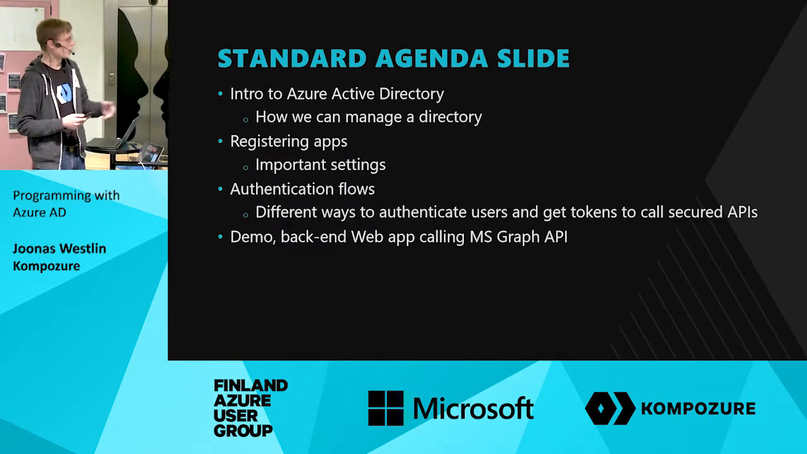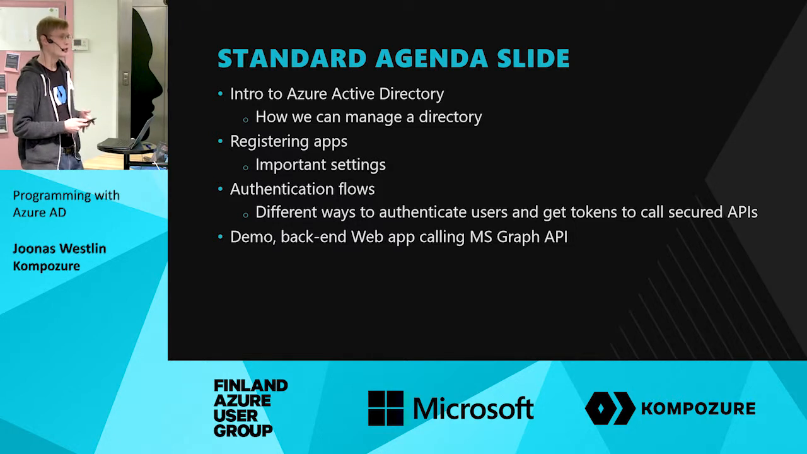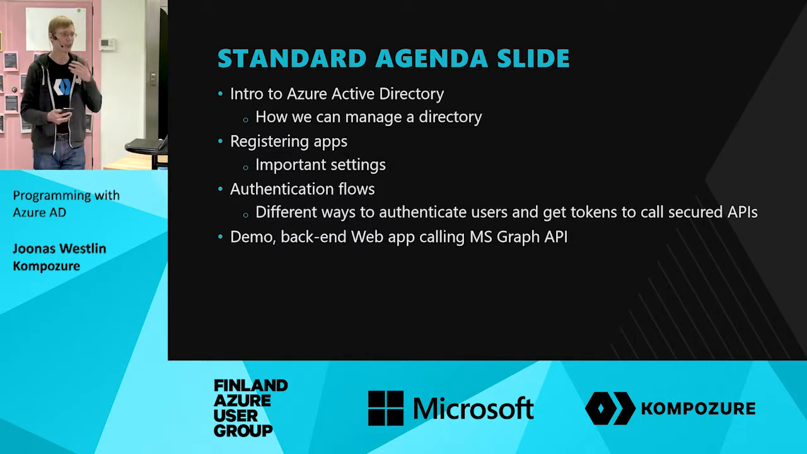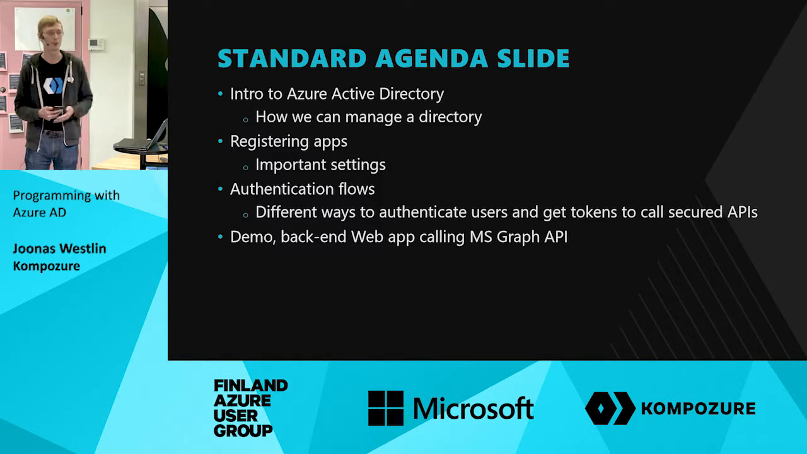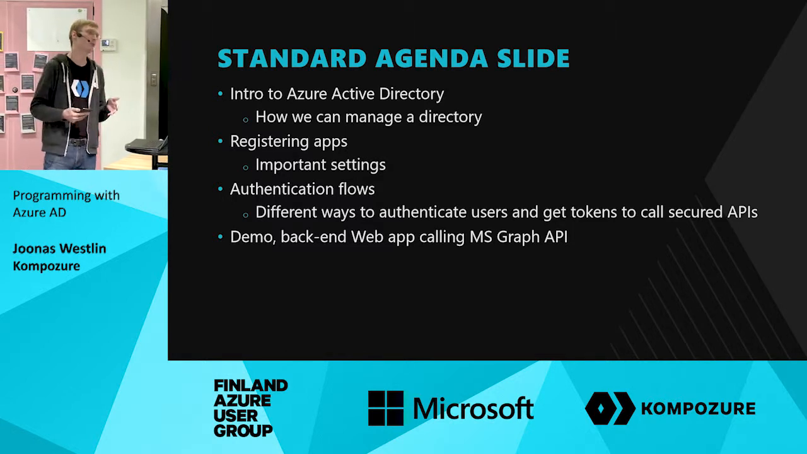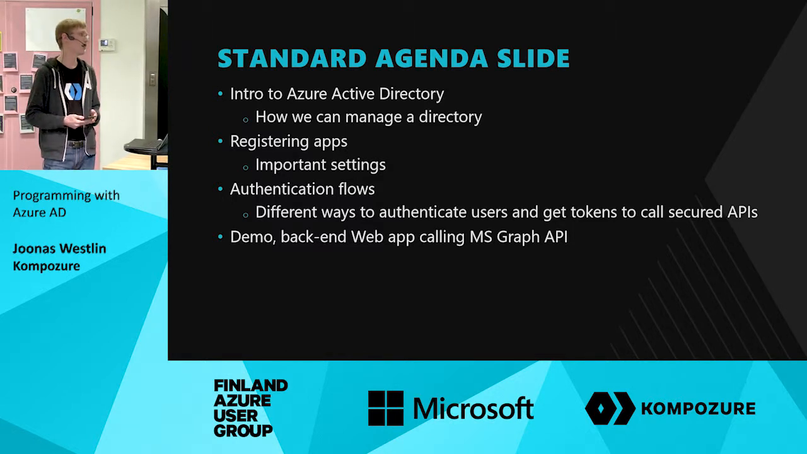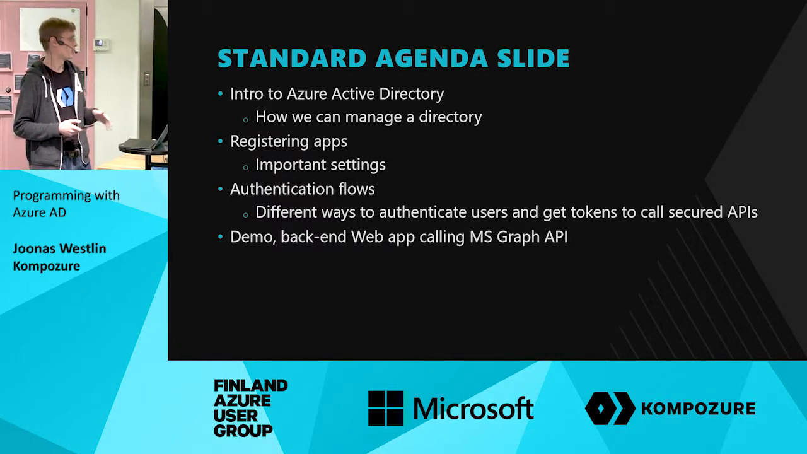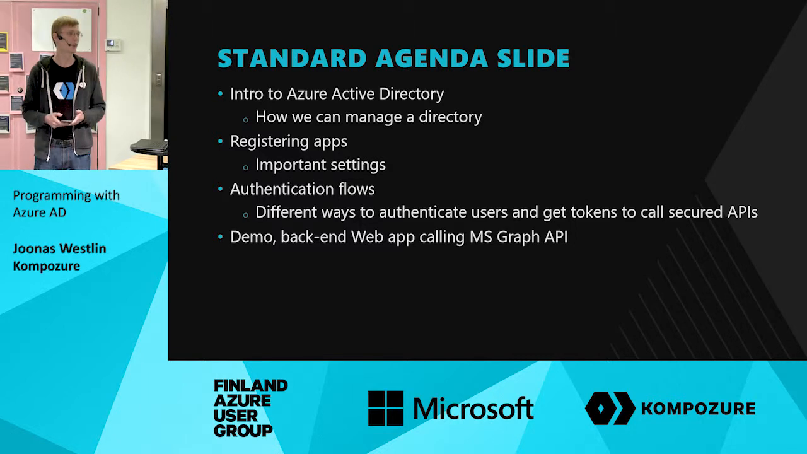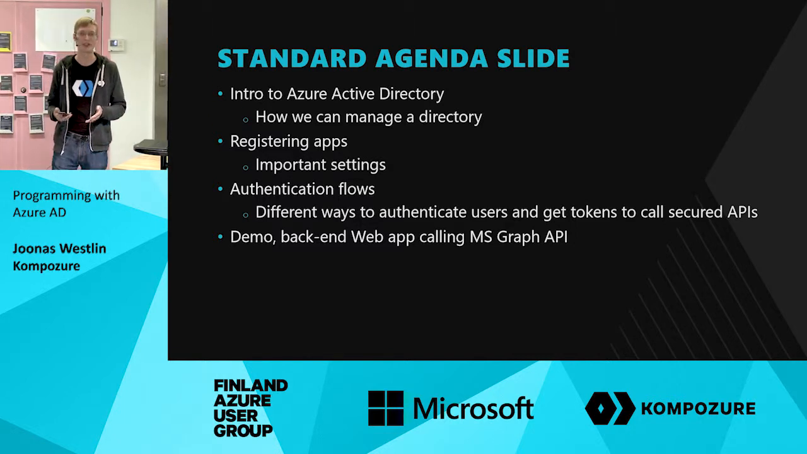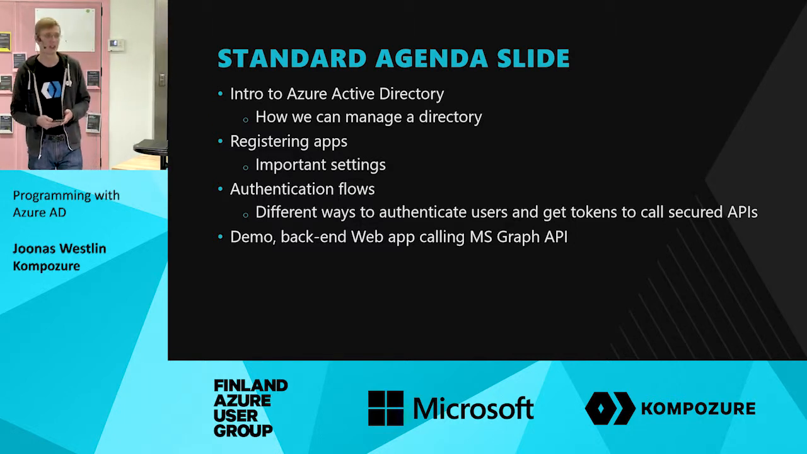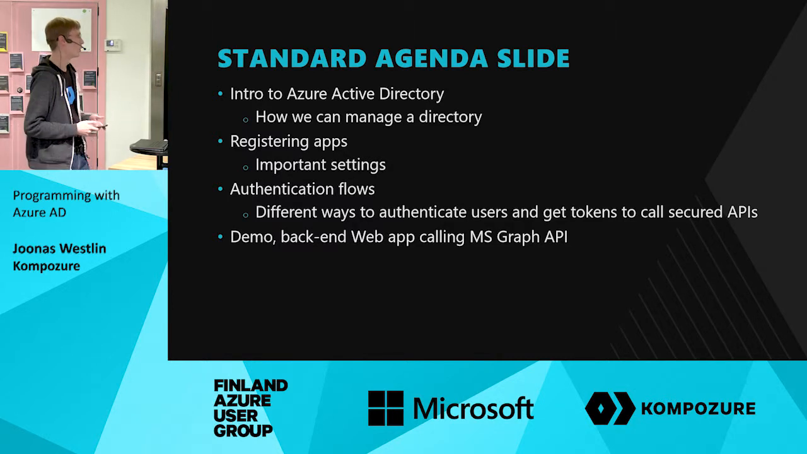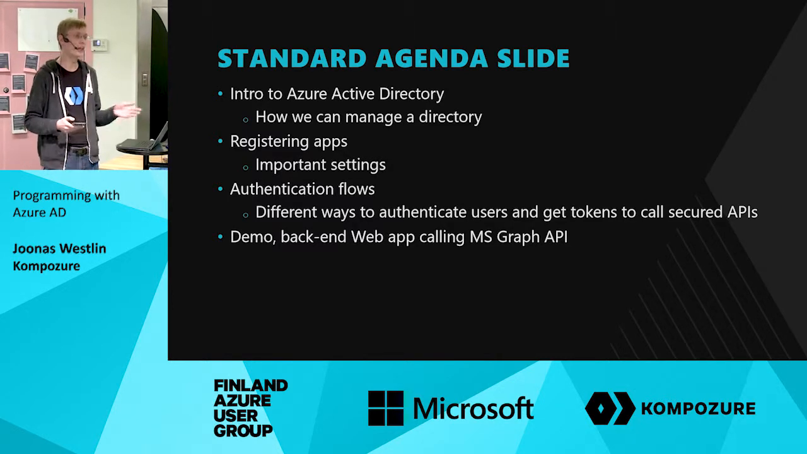Then we're going to look at a couple of authentication flows. These are different ways in which your applications can authenticate users and also get tokens to access secured APIs. At the end, we're also going to have a demonstration with a backend web app that calls the Microsoft Graph API. I know it's pretty basic, but I want to keep it simple for the sake of the demo. We'll pray to the demo gods that everything works.